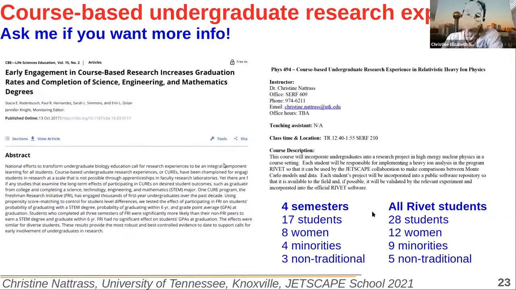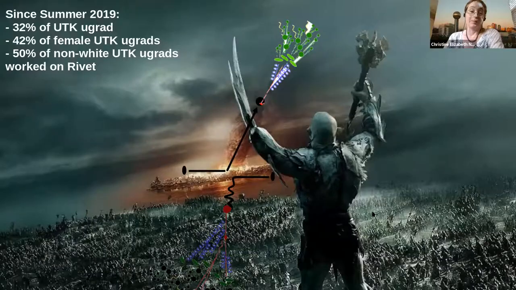What we're seeing is that students from underrepresented groups are more likely to engage in this research if it's easy. And so this gives me my undergraduate army. Some other fun details: since summer 2019, we've had about a third of UT undergraduates somehow participating in formatting, in writing RIVET analyses, including about 40% of our women and about 50% of our students who identify as something other than white.